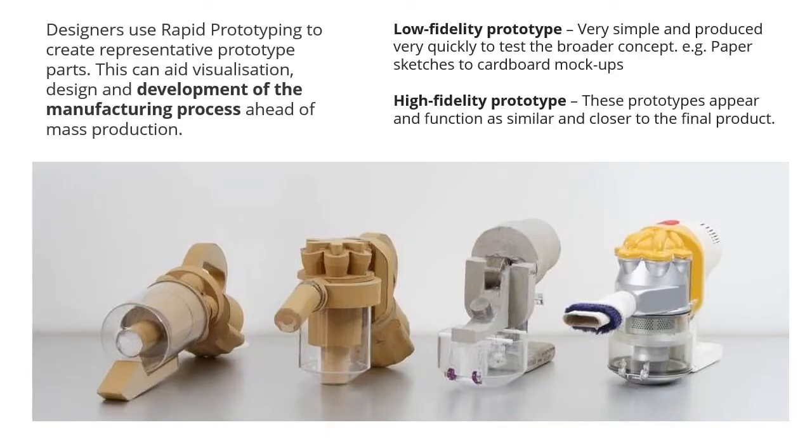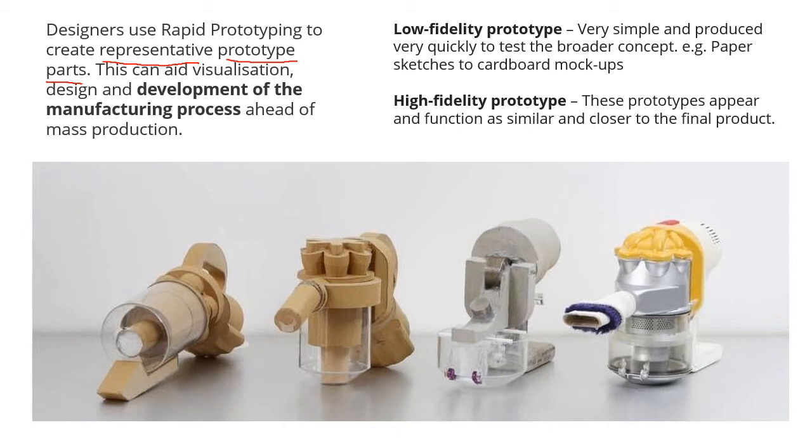So, designers and engineers use rapid prototyping to create representative prototype parts. So parts that actually look like the final product that you're trying to create. So there's reasons they do this. They do this to aid the visualization of the design, so that you can actually visualize it and see it in real life. So obviously there is benefits with CAD to do that. You can see it in 3D on CAD, but nothing beats actually holding and looking at something in real life.